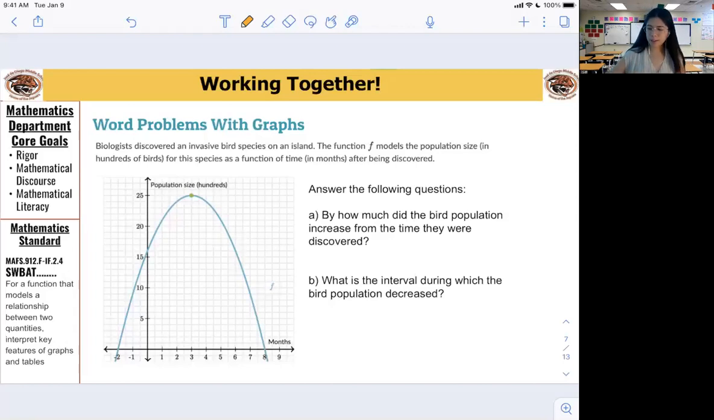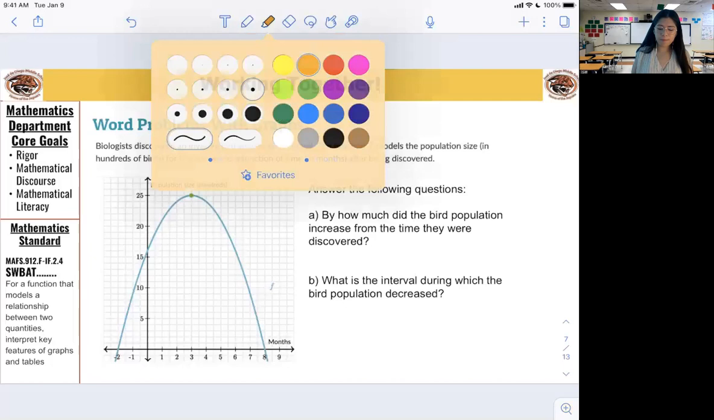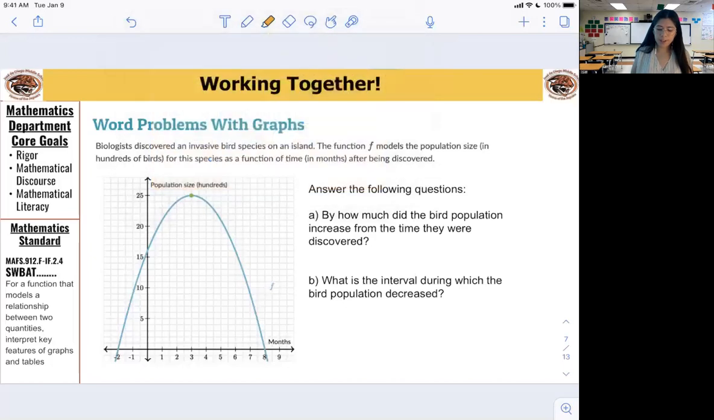All right, now that you've had some time to think about it, let's try this. Reading carefully, by how much did the bird population increase from the time they were discovered? So when were they discovered? On the graph, where is that point? Where did they discover them?